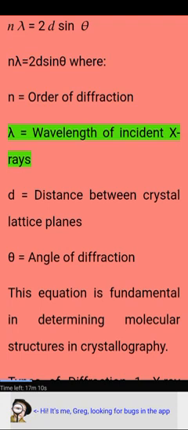Lambda equals wavelength of incident X-rays. d equals distance between crystal lattice planes. Theta equals angle of diffraction. This equation is fundamental in determining molecular structures in crystallography.